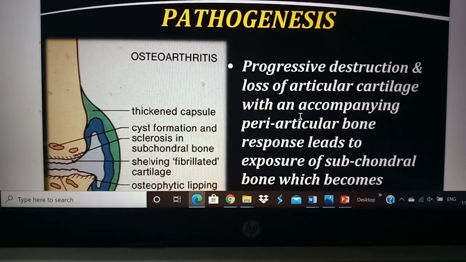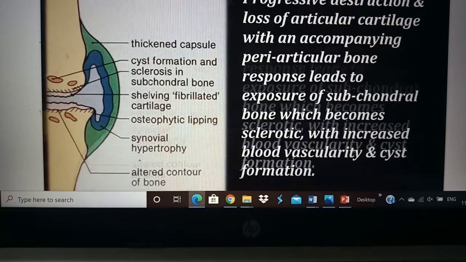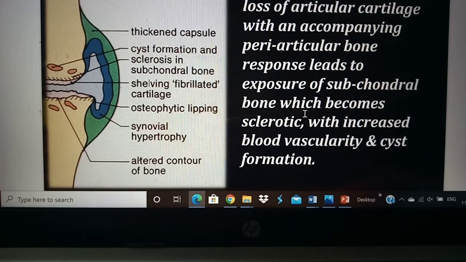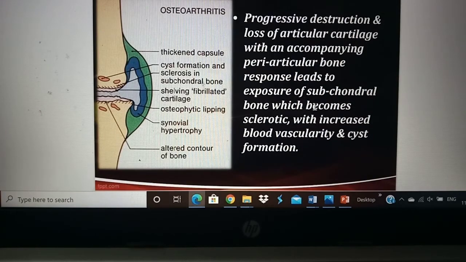You know what the articular cartilage is: it's the cartilage that lines the surface of the bones which form the joints. That cartilage becomes damaged progressively, and that leads to exposure of the subchondral bone. So when the articular surfaces are damaged, the bone becomes exposed. And there is increased vascularity, so there is increased blood supply. Usually when there is damage in a part of the body, there is increased blood supply to heal that part.